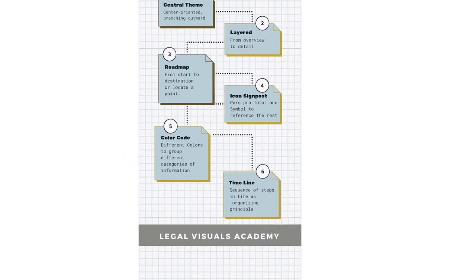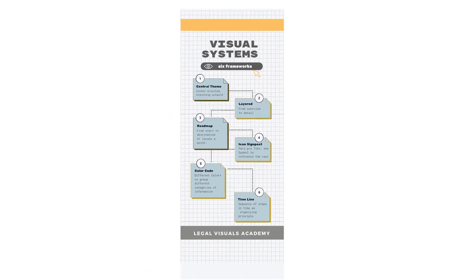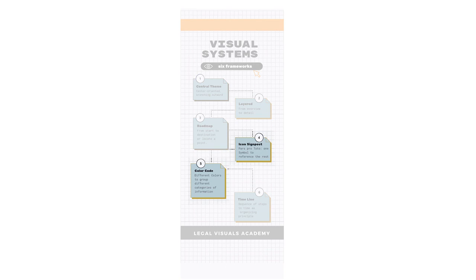The 6 frameworks for legal visuals are basic building blocks from which hybrids and combinations can be made. For example, an icon signpost with a color code.